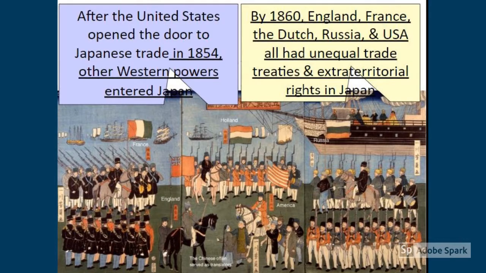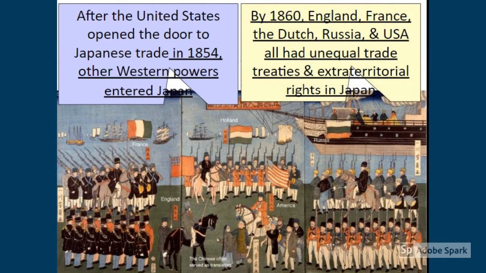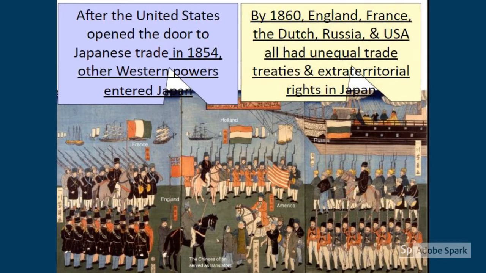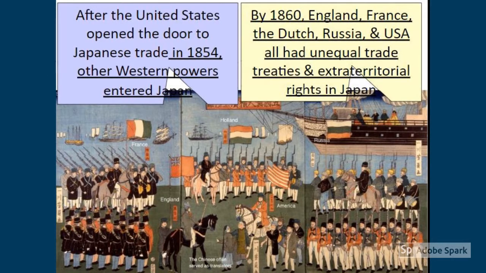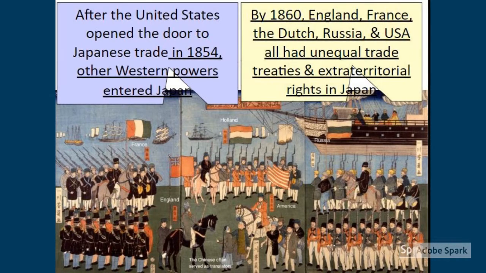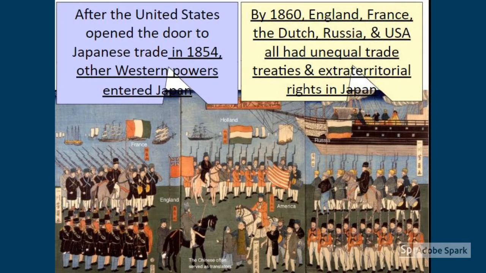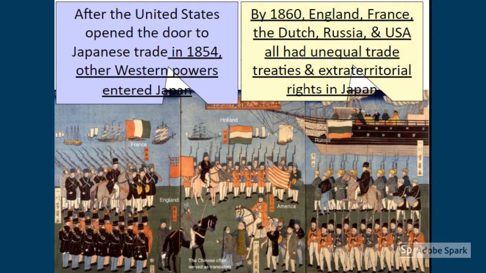So by 1860, just 4 years after the Americans came, the English, French, Dutch, Russians, and the U.S. will have unequal trade treaties and extraterritorial rights in Japan. These unequal trade treaties mostly meant that they got to set prices for any goods they were buying from Japan, which means that Japanese people didn't make much money off of this trade.